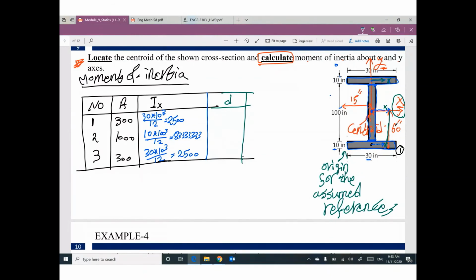I believe this distance will be 55. What is the distance between the assumed x-axis for part number 2 and the correct x-axis? I believe we don't have distance. They are coinciding. What is the distance between the assumed x-axis for part number 3 and the correct x-axis for the whole cross section? What is the vertical distance here? I believe it will be 55. Can you get area times d square? This column times this column square. So 300 times 55 square, it will be this number. This one will be 0. This one will be the same number.